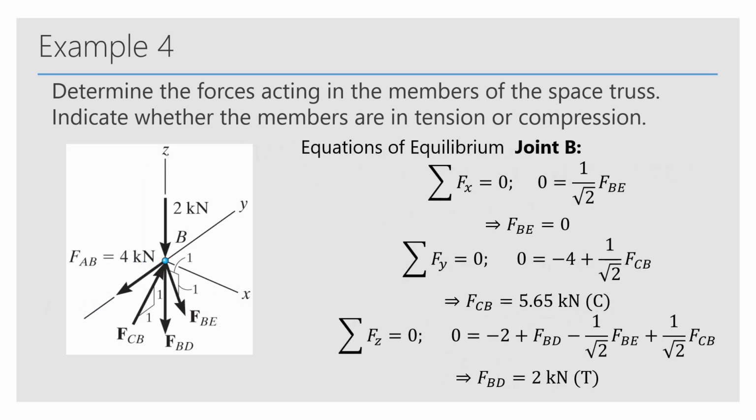And then we can solve for joint B, where we find that member BE is 0, member CB is 5.65 kilonewtons in compression, and member BD is 2 kilonewtons in tension.